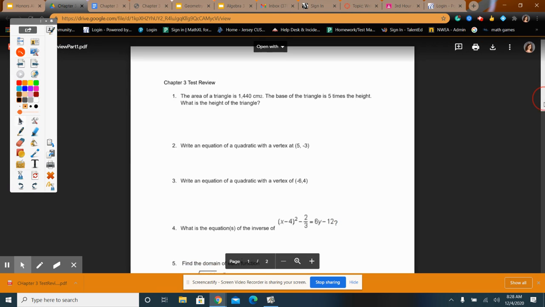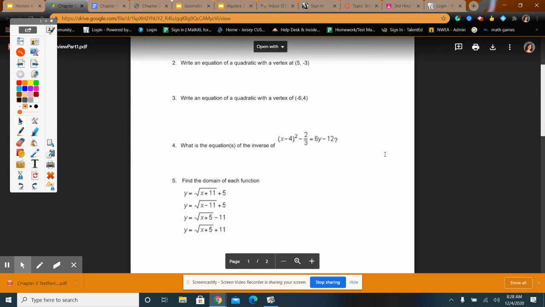Finding the equation of the inverse. We're going to switch x and y and solve for y. I'm actually going to clean this up a little bit though before I start. X minus 4 squared is 6y. I'm going to add 2/3, so -12 plus 2/3. Hit math 1. Looks like -34/3. Kind of gross, but that's fine.